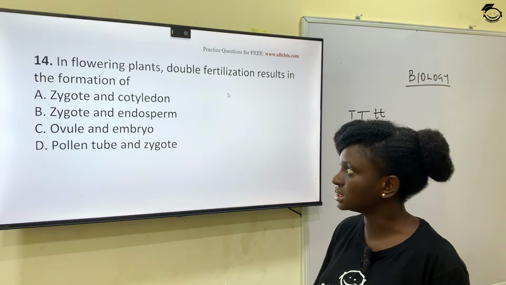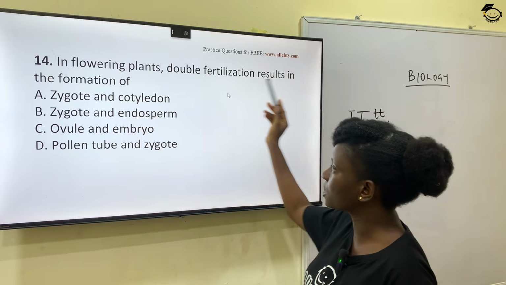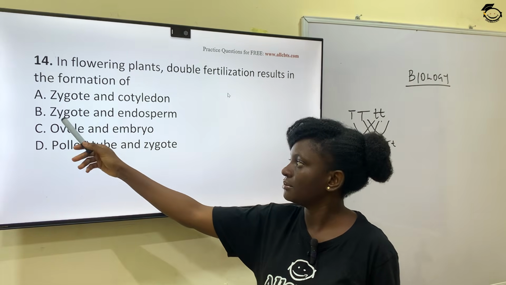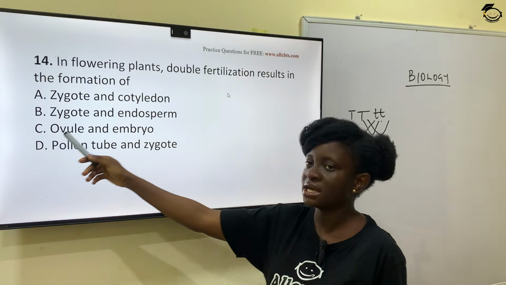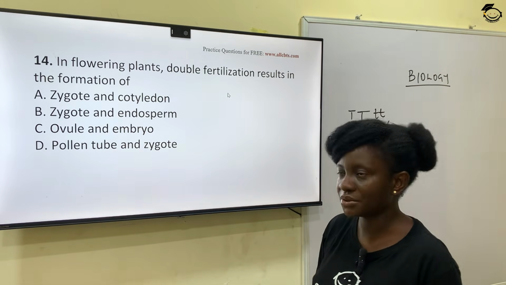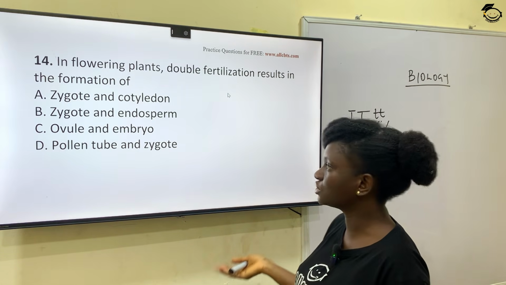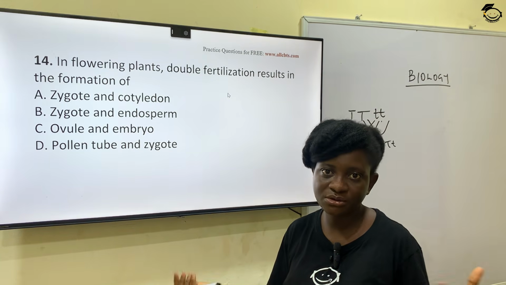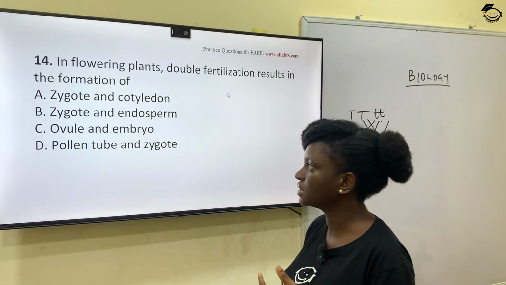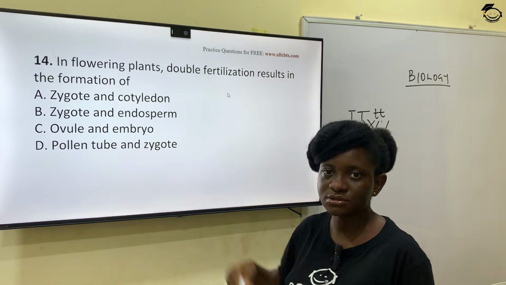Question 14 says, in flowering plants, double fertilization results in the formation of A, zygote and cotyledon, B, zygote and endosperm, C, ovule and embryo, D, pollen tube and zygote. So in flowering plants, when you have double fertilization, a zygote is formed and endosperm is also formed. So that makes option B the correct answer, zygote and endosperm.